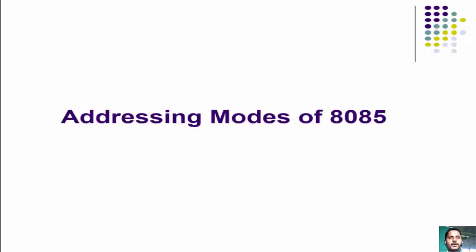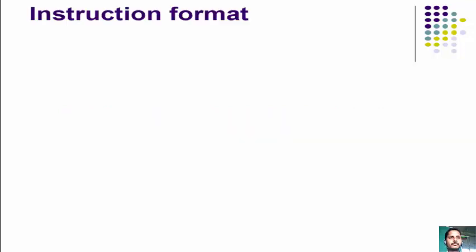Now let us continue with the different addressing modes of 8085. There are a total of 5 different addressing modes available with 8085. Before moving towards the addressing modes of 8085, it is important to see the instruction format of 8085 and the different concepts of the opcode and operand, and then we will move towards the actual addressing modes of 8085.